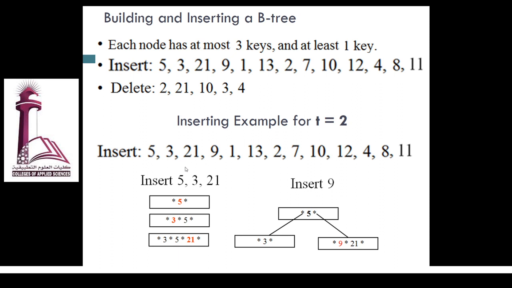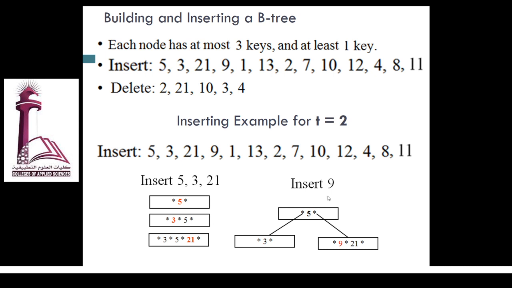Then you want to insert 3. So with this root node, you will add 3, 5. So it should be in ascending order. So you should not write 5, 3. You must write 3, 5. All the keys must be sorted in ascending order. So 3, 5. And then next we want to insert 21. So 3, 5, 21, because there is a space. Maximum 3 keys are allowed.